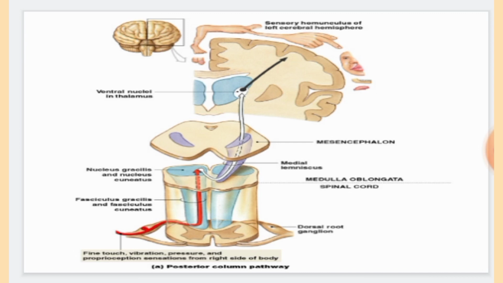This information carries touch, vibration, pressure, and proprioception sensation from the right side of the body through the posterior column pathway.